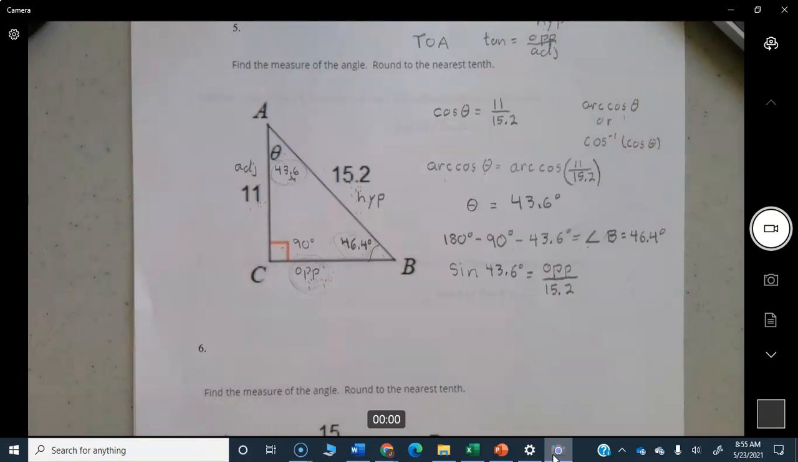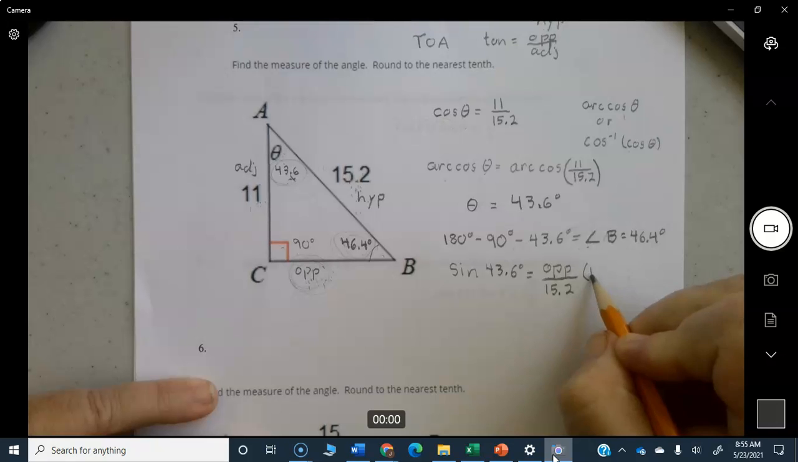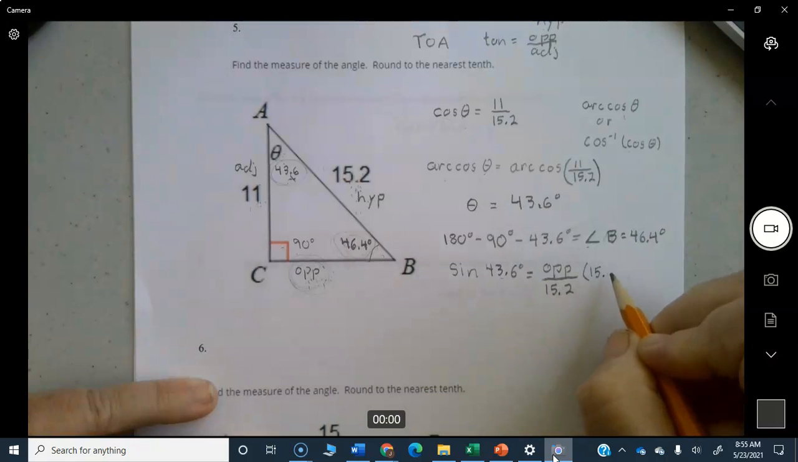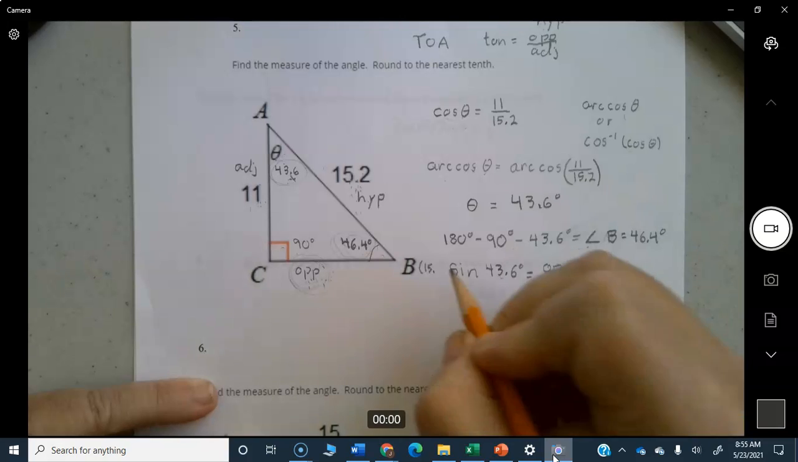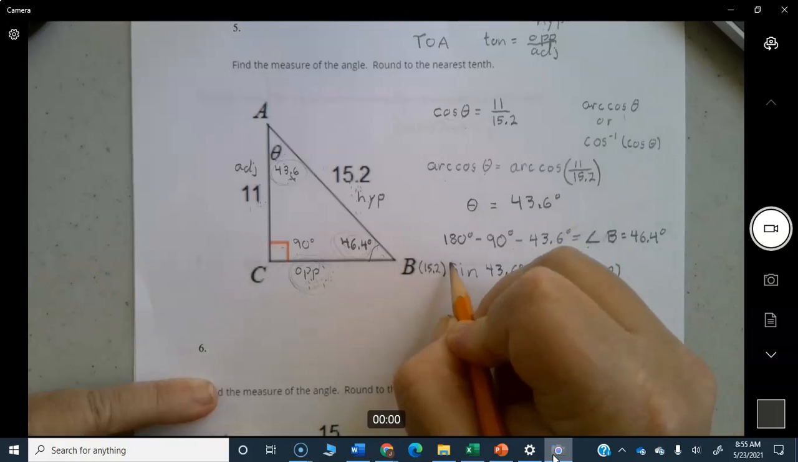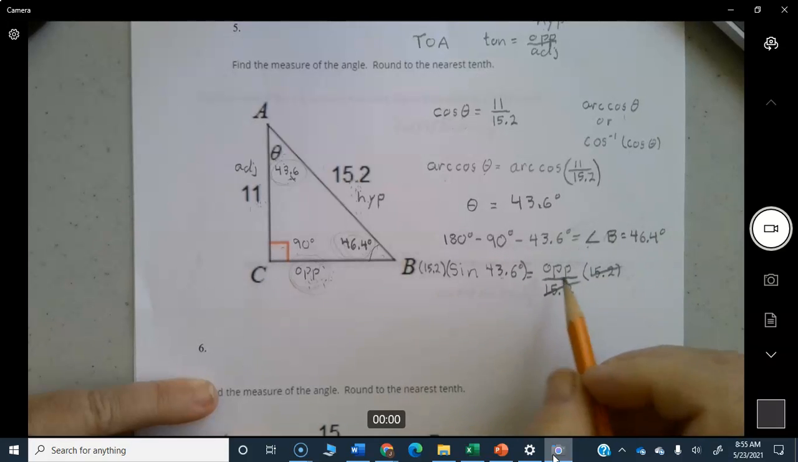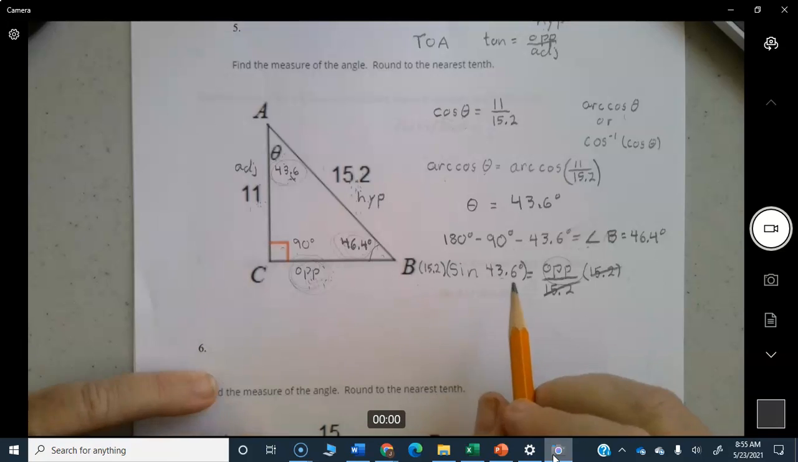And now we come down here, and I'll go ahead and multiply both sides by 15.2 first. You could do that or figure out the sine of 43.6 first. It doesn't matter. I'll go ahead and close that in parentheses. So these two cancel out. So the opposite is going to equal 15.2 times the sine of 43.6.